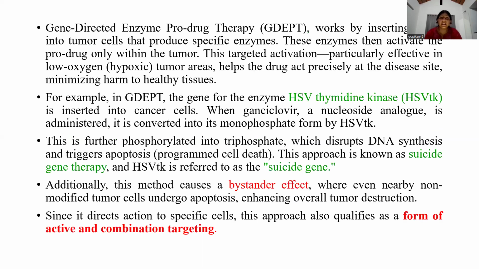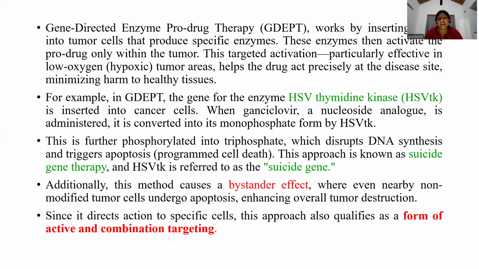So the gene-directed enzyme prodrug therapy works by inserting a gene into the tumor cells that produces specific enzymes, and these enzymes then activate the prodrug only within the tumor. And this targeted activation, particularly effective in low oxygen or the hypoxic tumor areas, helps the drug act precisely at the disease site, minimizing harm to healthy tissues.